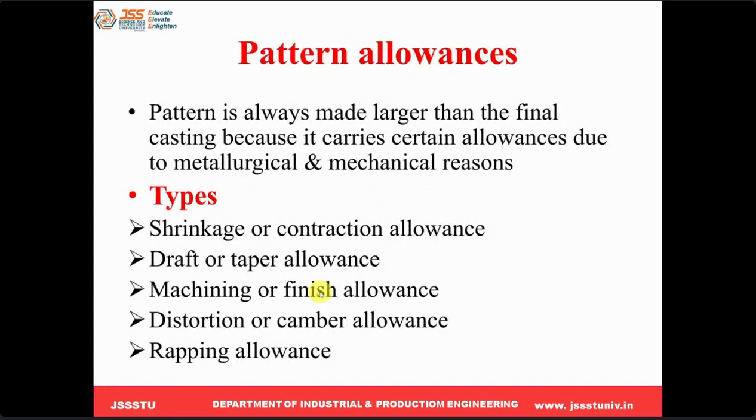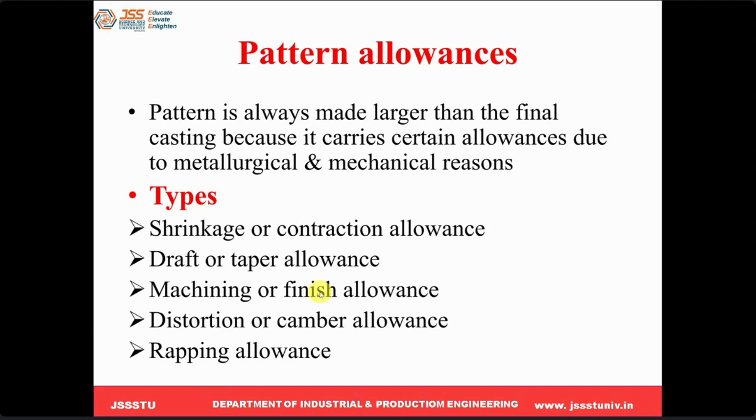But mostly we use metals and wood. Among them, metal is the most preferred for long-lasting life. And a very important thing is the entry point of view. Next thing is the pattern allowance. What is allowance? What is the requirement of allowance? What are its types and what is its purpose?